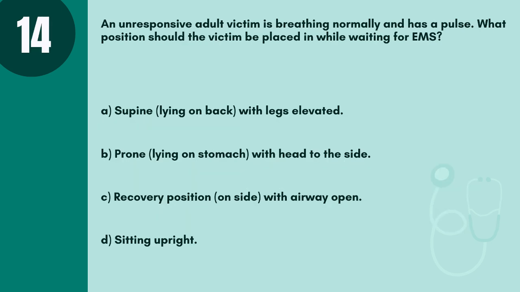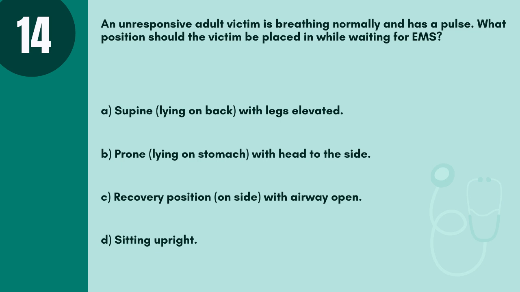Question 14. An unresponsive adult victim is breathing normally and has a pulse. What position should the victim be placed in while waiting for EMS? A. Supine, lying on back, with legs elevated. B. Prone, lying on stomach, with head to the side. C. Recovery position, on side, with airway open. D. Sitting upright.